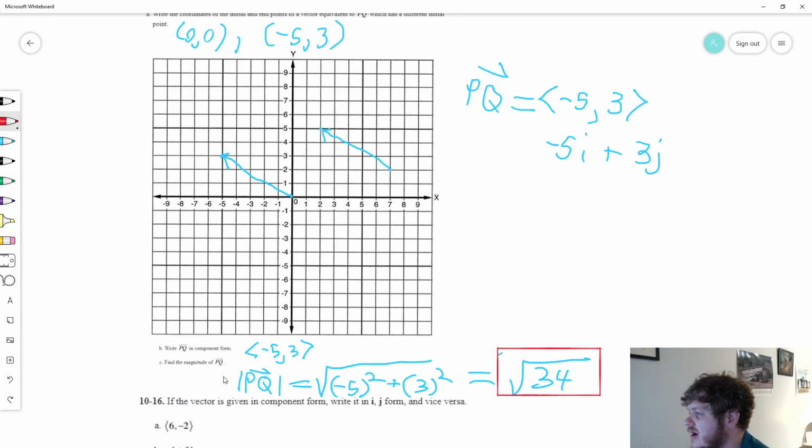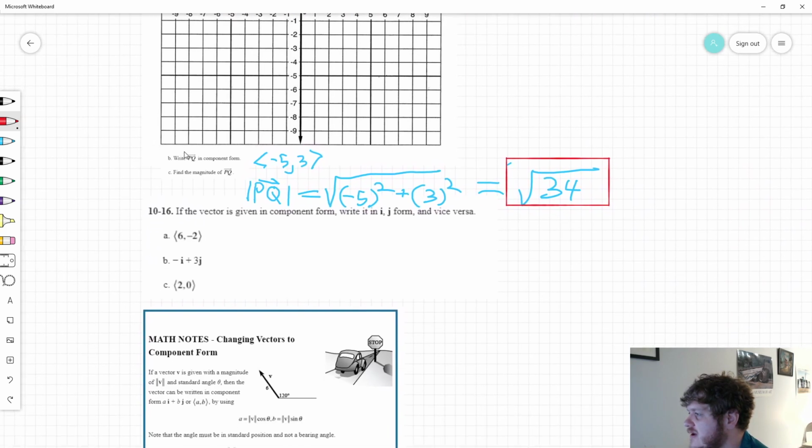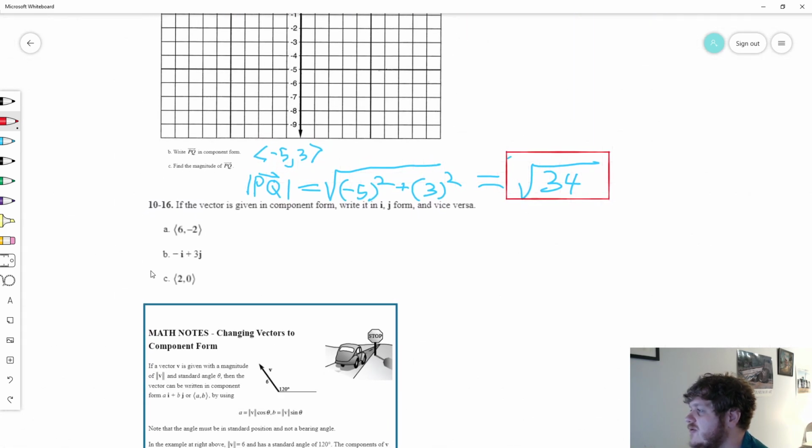Now, what we're going to be doing next is we're looking at vectors given in component form, and we're going to write it in ij. Now, if we remember, the difference being i and j, i is your x component, j is your y component. So for this one, I'll give you a moment to pause the video here and just try it yourself, and then we can double check. If you're confident with it, I believe you'll be able to do this just fine. If not, I'll answer them now. So if you wanted to try them, do so now.